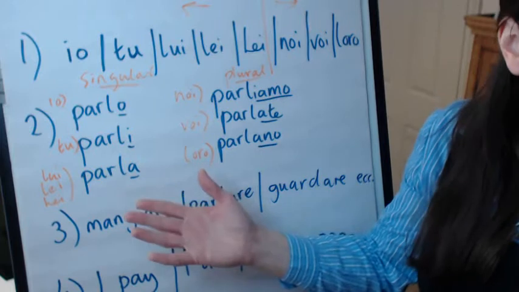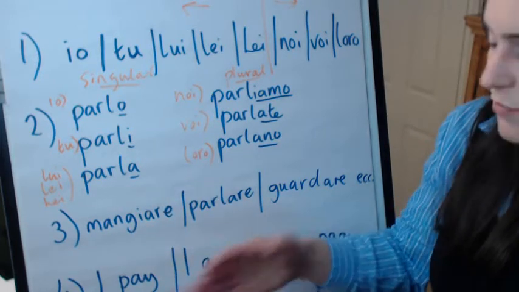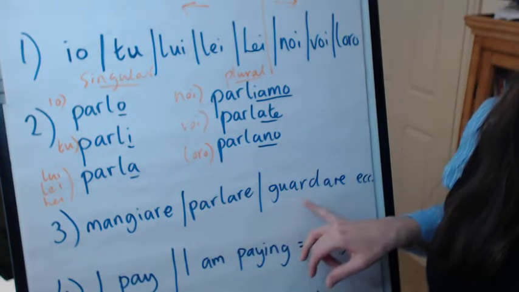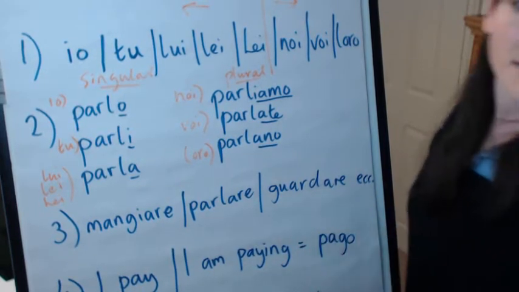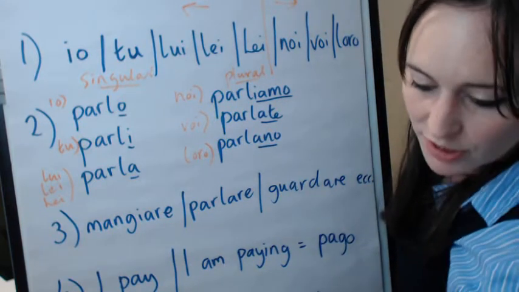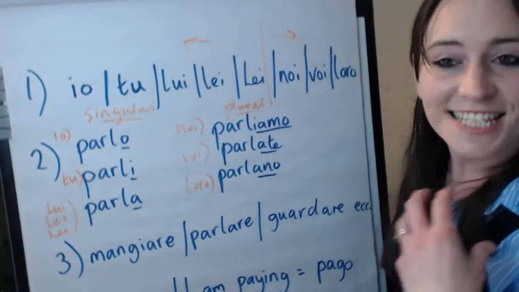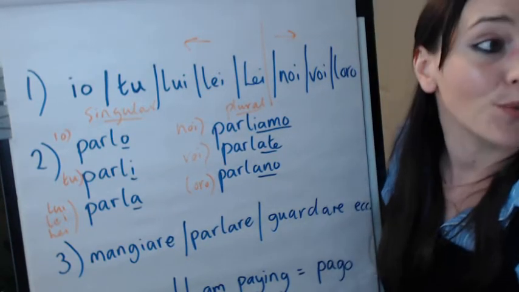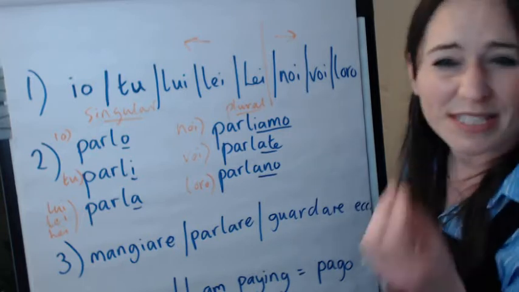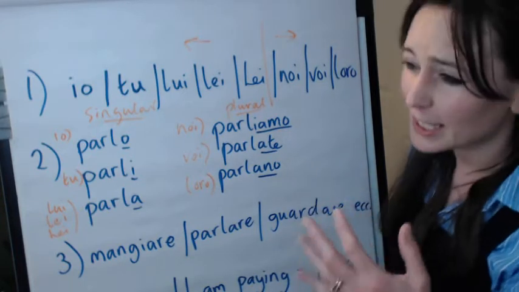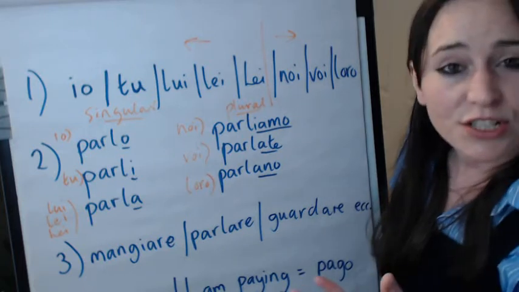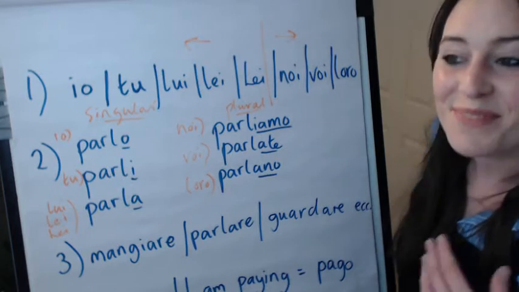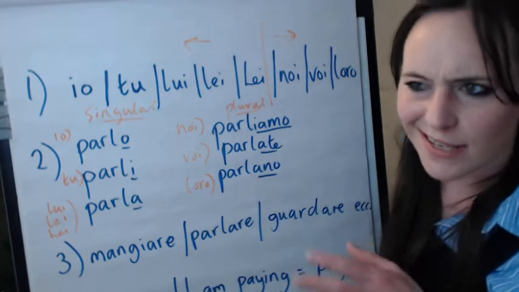Here we have, of course, three quite regular, but also quite common ARE verbs: mangiare, parlare, and guardare. The point here is that a lot of verbs in Italian are ARE verbs. This isn't necessarily great advice, but if in doubt and you don't know a verb, but maybe you know a verb that could be similar, and you're clutching at straws, say something and put ARE at the end, okay? And people will probably get the idea that you're trying to say something.